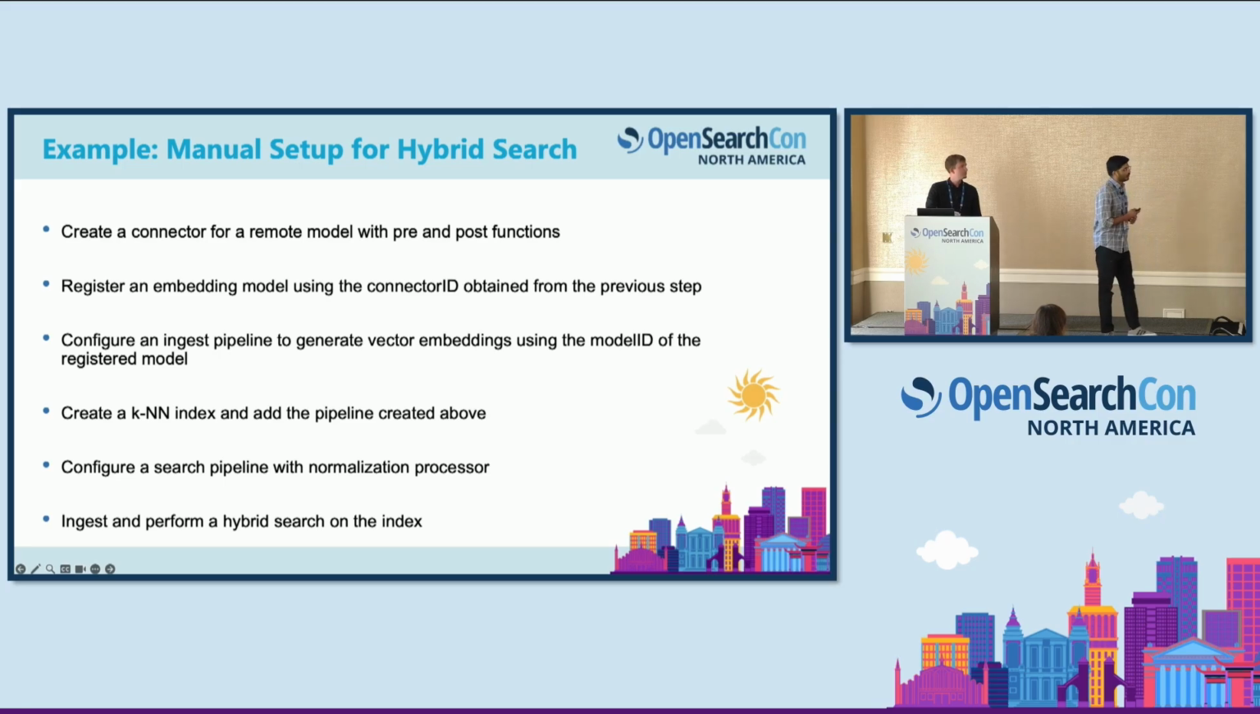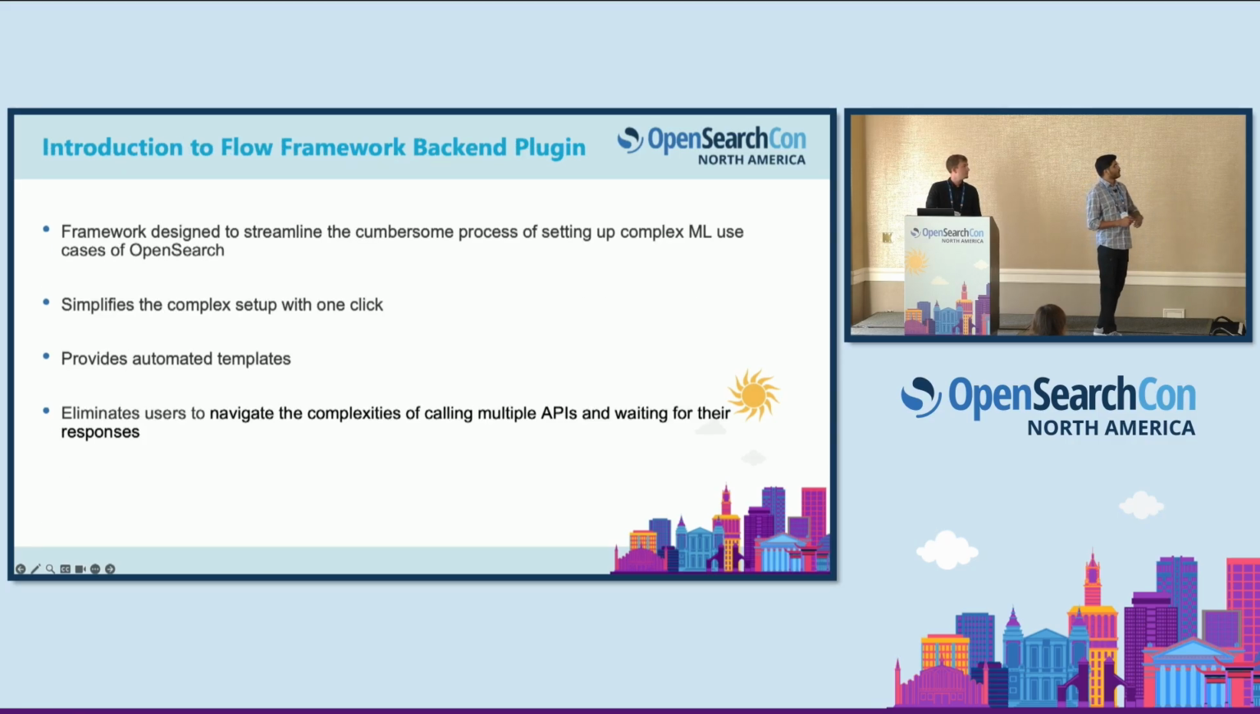So yeah, that was the whole manual setup. Too much, right? So moving on, that's where the Flow Framework backend plugin comes into the picture. It tries to simplify the whole cumbersome process of setting up and streamline the setup for any type of use case which OpenSearch offers, be it hybrid, multimodal, conversation, or a RAG-based solution, anything. It provides you the whole setup with just one-click APIs. We have a couple of automated templates which we provide for the common use cases, but that doesn't restrict users from creating their own templates.